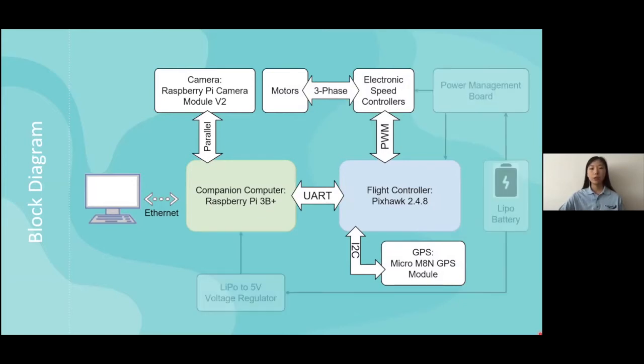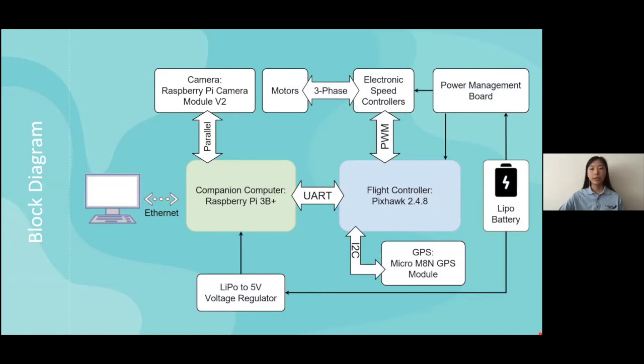Finally, all the black arrows here represent the power flow. A 4S LiPo battery is the only power source. It supplies the flight controller and the motors. The Raspberry Pi can only support 5 volt input voltage, so a voltage regulator is needed to convert the high voltage to 5 volts to supply the Pi.